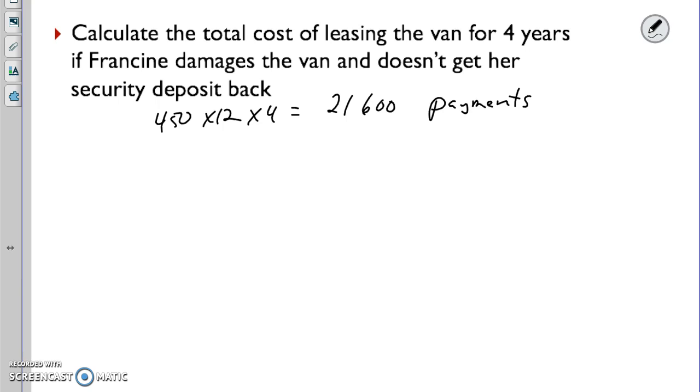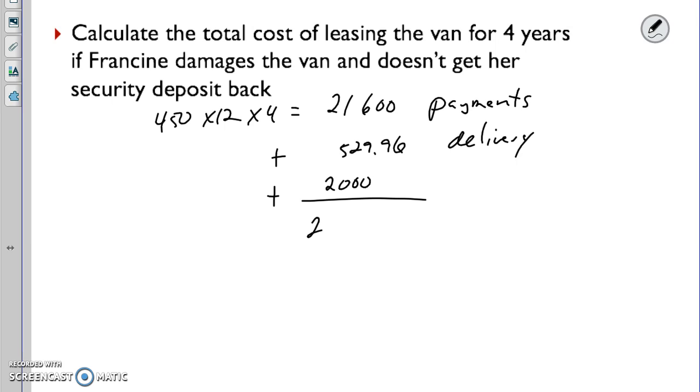Okay, so there's that much, plus we're going to add on, what was the other 2 things? The delivery fee, which was $529.96. Yeah. And the security deposit. And she's not getting that back because she damaged the van, had a fender bender. Oh, yeah. Like the day when I was delivering pharmaceuticals and ran the boss's car into a fence at the old folks' home. He was not happy. Add that up. $24,129.96.